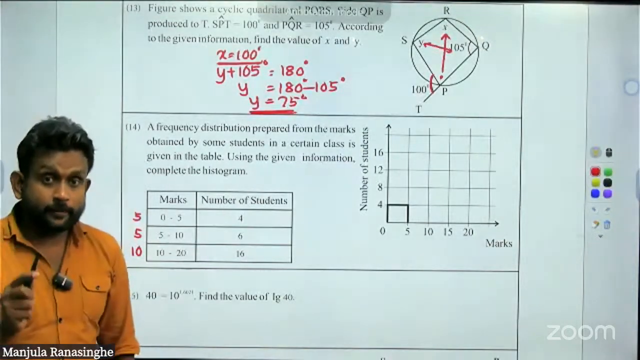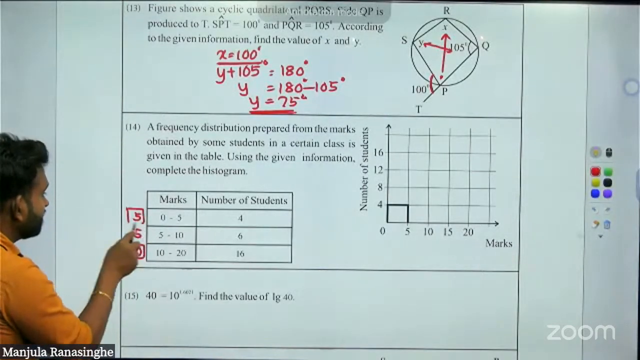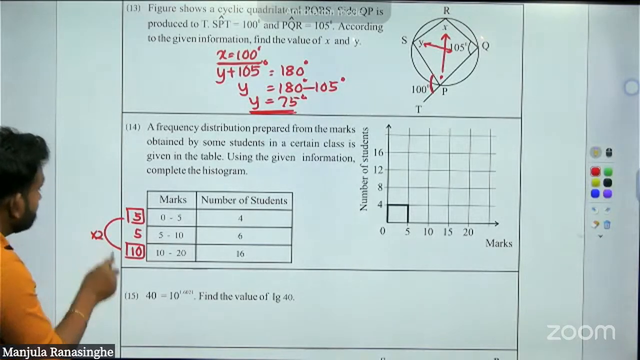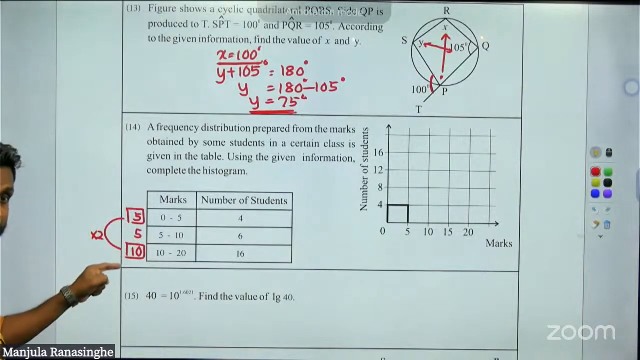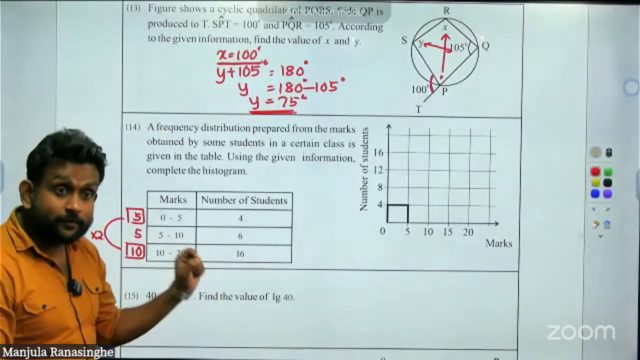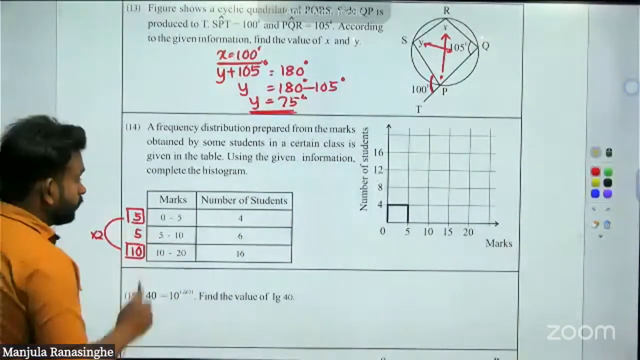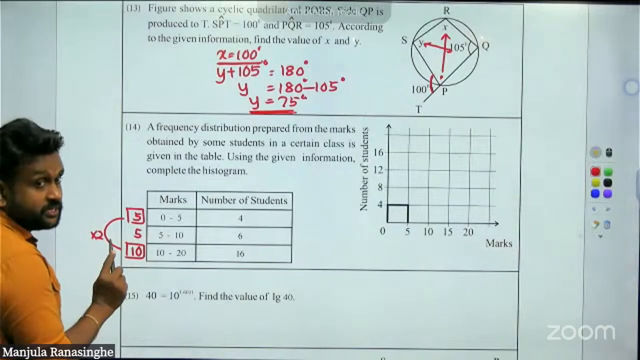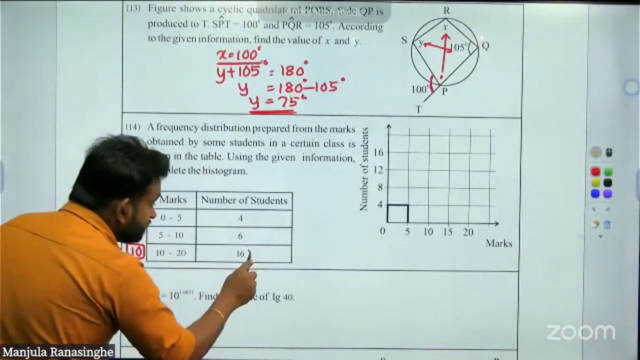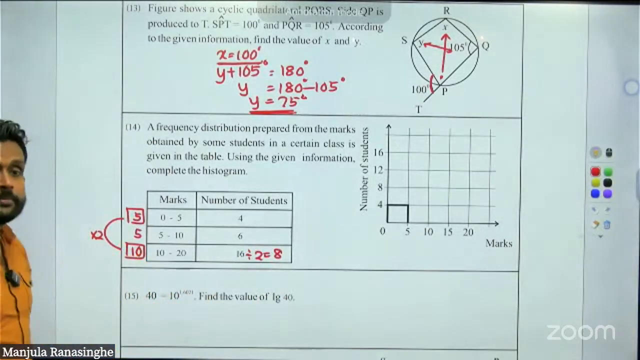Now you check the smallest class size, that is 5. You can see that 10 is twice the 5 class size. So the number of students must be divided by 2 to get the height of the histogram. Why? For the normal class sizes, you are not changing anything, but here it is twice the normal class size. Then you divide the 16 frequency by 2 to get the height, which gives you 8. Remember to do that adjustment.